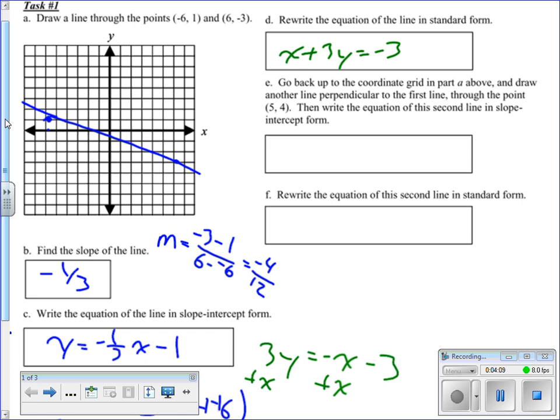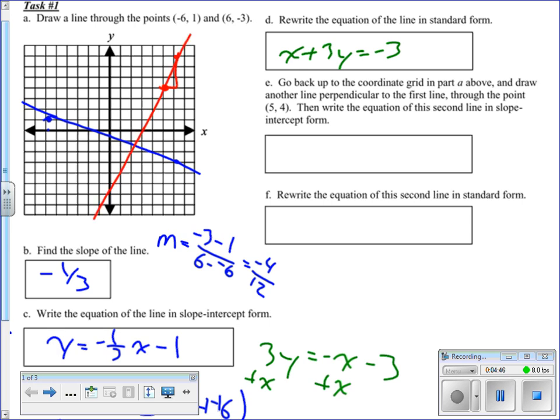So I get to the next one, go back to the coordinate grid A above, and draw another line perpendicular to the first line through the point (5, 4). First thing I do is I'll locate the point (5, 4). 1, 2, 3, 4, 5. 1, 2, 3, 4. And then the slope of this line is -1/3. So the slope of the line perpendicular would be +3. Opposite, inverse. Flip it over, change the sign.